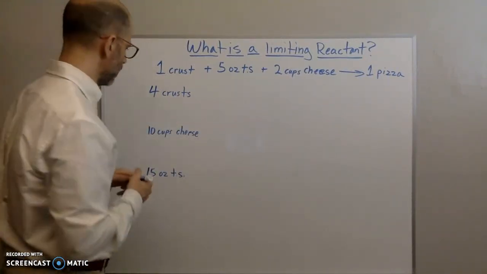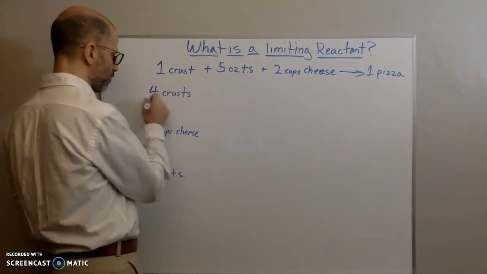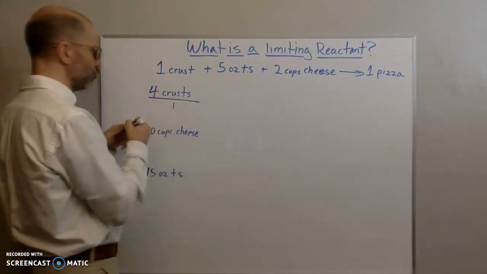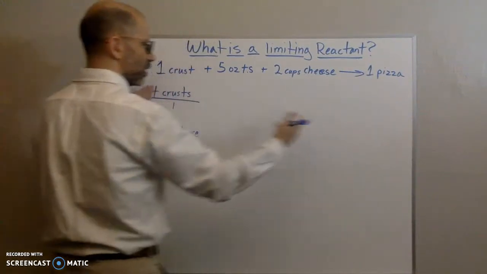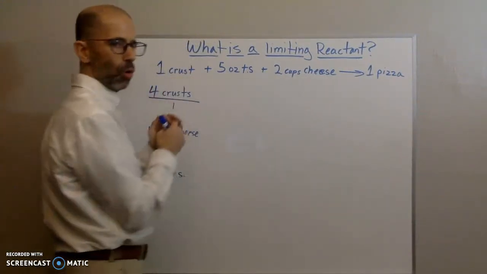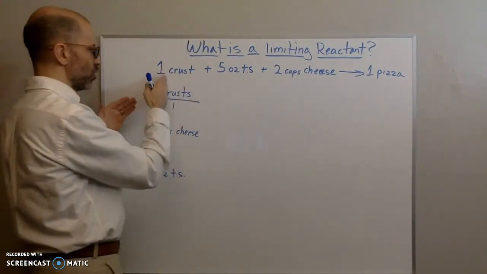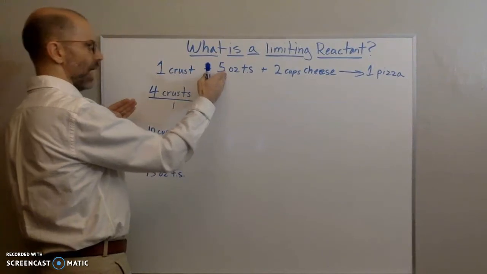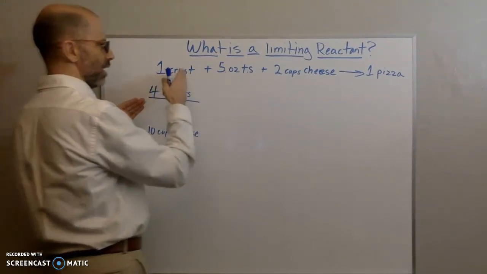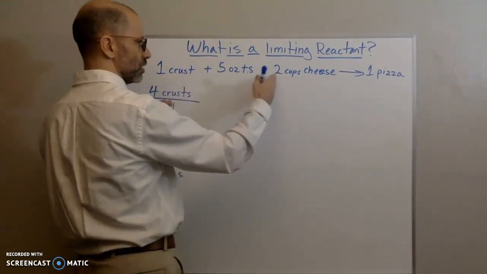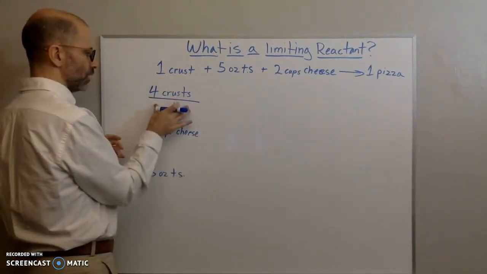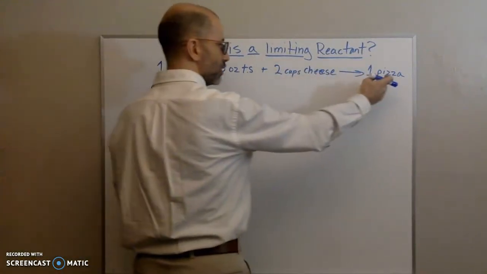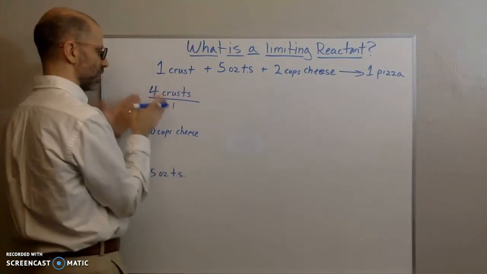So let's do that. If I have 4 crusts, I'm going to use my recipe, my balanced equation here, as mole-mole ratios. So these are ratios of crusts to ounces of tomato sauce, to cups of cheese. So these are going to be my ratios. For 4 crusts, we're going to compare that to pizzas. I want to know how many pizzas I can make from each of these.